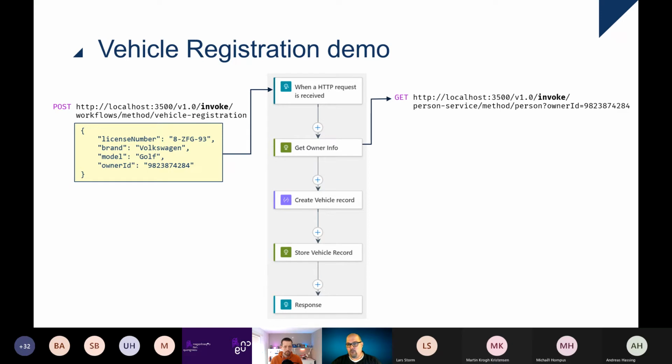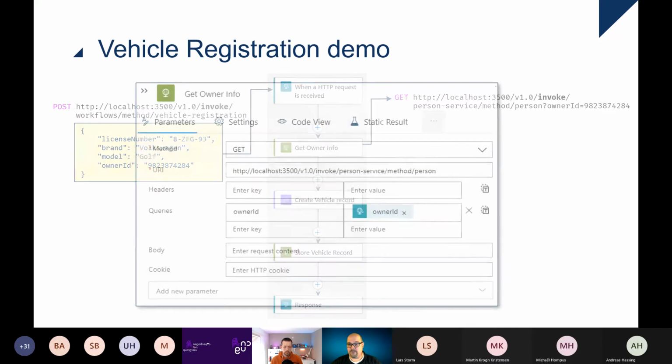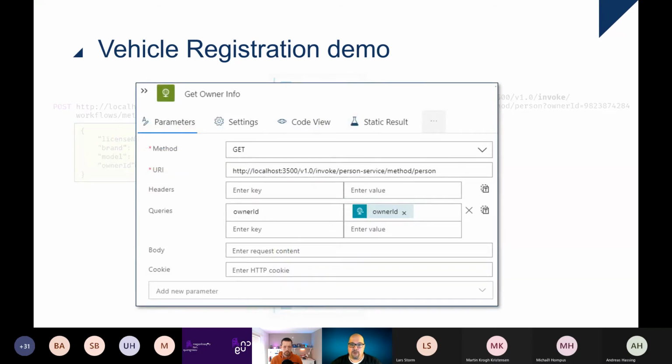What happens next is from the workflow, I use an HTTP action, in this case, to get the owner information. And again, I'm using localhost on port 3500. So I'm using the Dapr sidecar of the Logic Apps host to invoke a person service using service invocation. Well, this is what this looks like. So people that have worked with Logic Apps before, it's just an HTTP call because Dapr can be called using HTTP or gRPC. So as long as I can call HTTP on localhost 3500, I can basically invoke all the Dapr APIs.